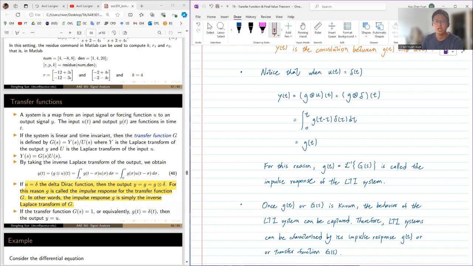In addition, if the impulse response g(t) or the transfer function G(s) of an LTI system is known, then the input-output relationship of the LTI system can be captured. Therefore, an LTI system can be characterized by its impulse response g(t) or transfer function G(s).